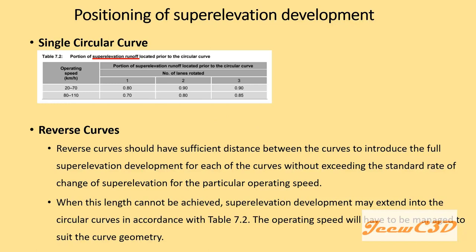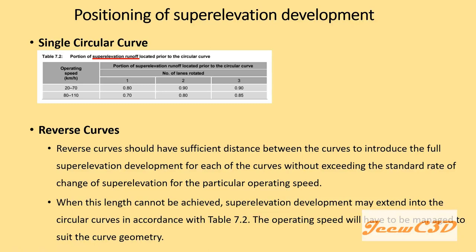So there is nothing called normal crown in that section, and you don't have a tangent runoff section. So you have only the superelevation runoff for one curve and the superelevation runoff for the other curve. What it is assuming is that both these runoff lengths are in the tangent in between the reverse curves. If that cannot be placed, you have to use this table 7.2, which is this one, to divide the superelevation development length inside the curve.